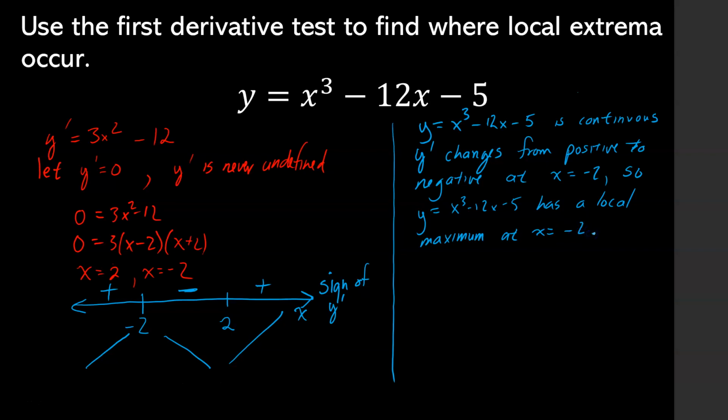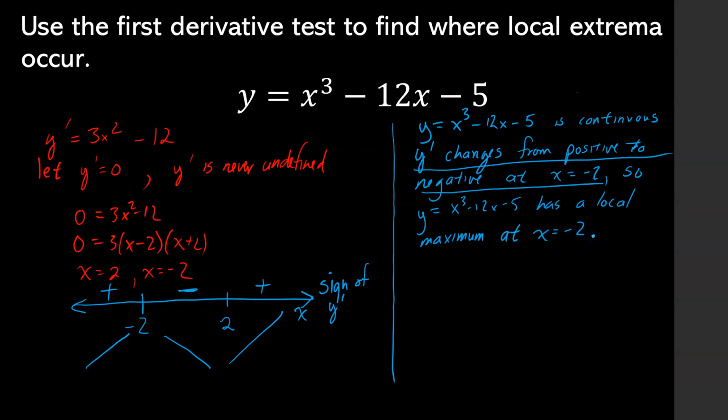That does sound redundant, but you need to say what happens, meaning y prime changes from positive to negative at negative 2, and you need to say the consequence. So the original function has a local maximum also at negative 2. Why do we need to say both? Let's try to contrast that with y prime changes from positive to negative at negative 2. So y equals x cubed minus 12x minus 5 has a local maximum without anything else. That implies somewhere, but not necessarily at negative 2. So let's put that back in.